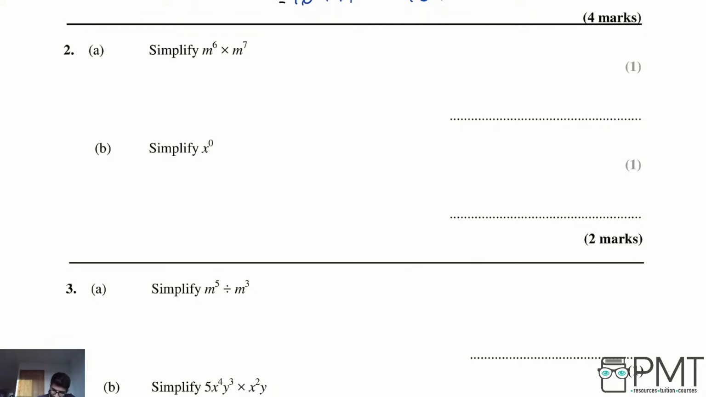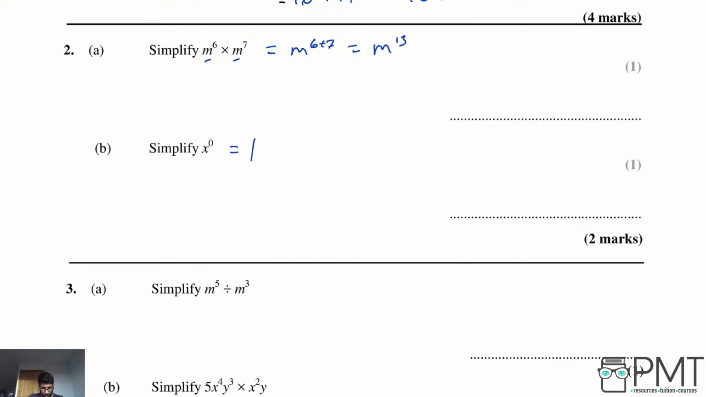Let's do these ones. This is the first rule. Same base, you need to add them. So 6 plus 7, m to the 13, and x to the 0. Just remember that anything to the 0 is 1.